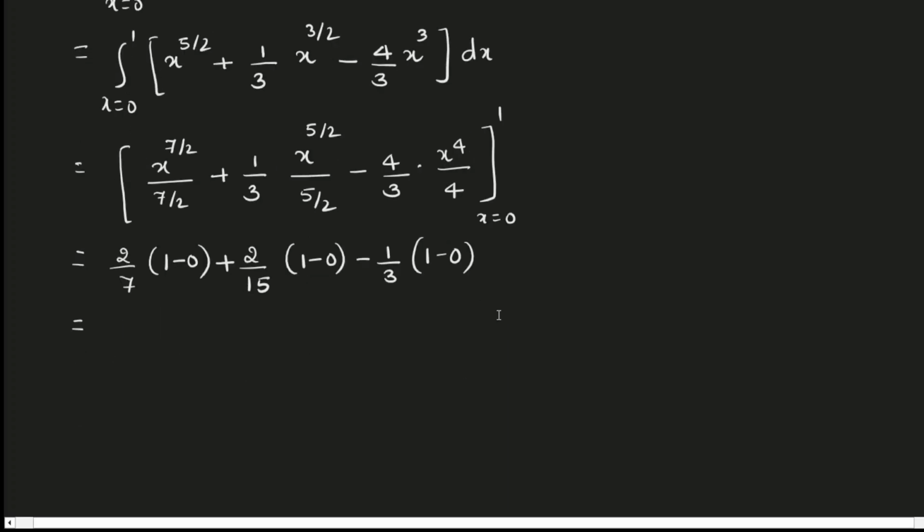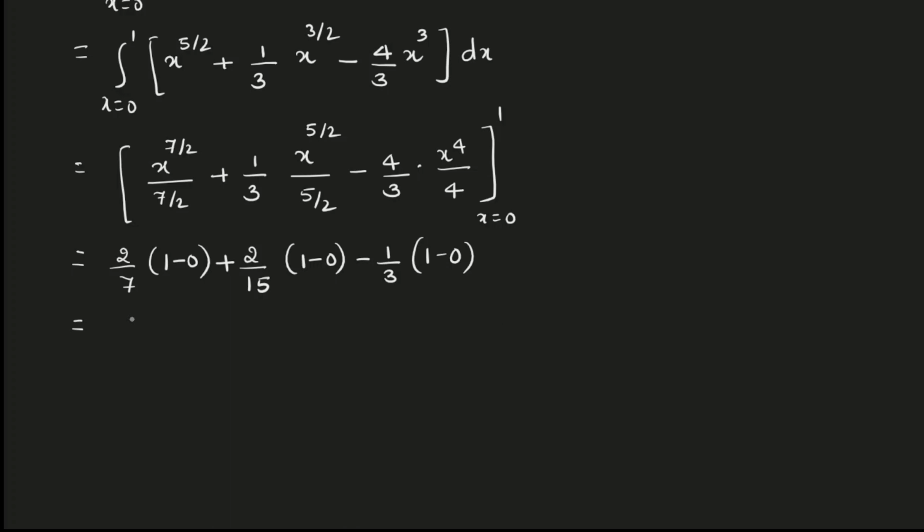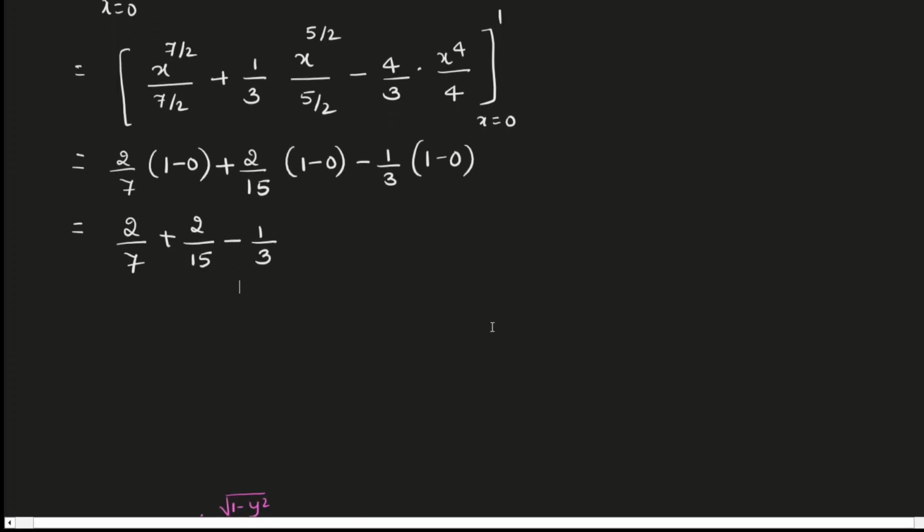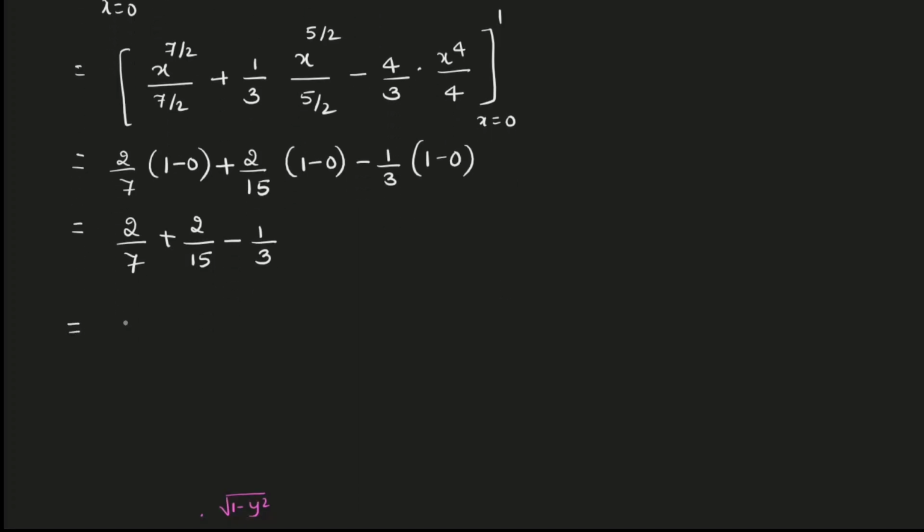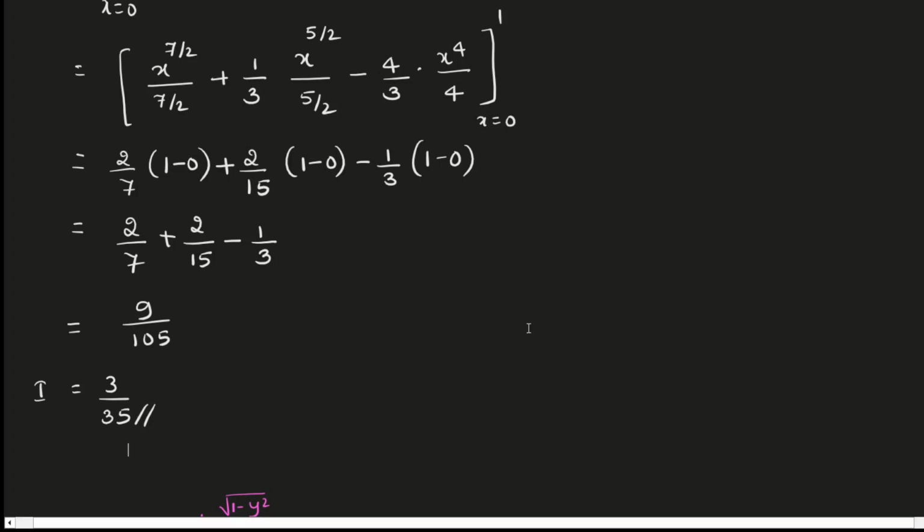You get 2 by 7, plus 2 by 15, minus 1 by 3. So when you take the LCM and simplify, you will get I as 9 divided by 105 or I as 3 divided by 30. This is the solution of the given double integral of the function x square plus y square with given limits.